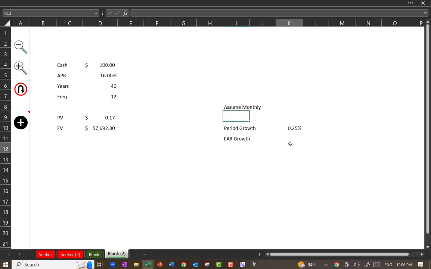That simply means if I had $100 and I grew that $100 by 0.25% every month, 1 year from now, that number would have grown by 3.042%, not 3%. It's a little bit more than that because you have growth on growth. Or if you apply it to interest, you have interest on interest.